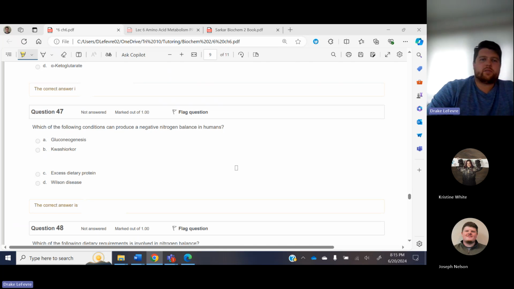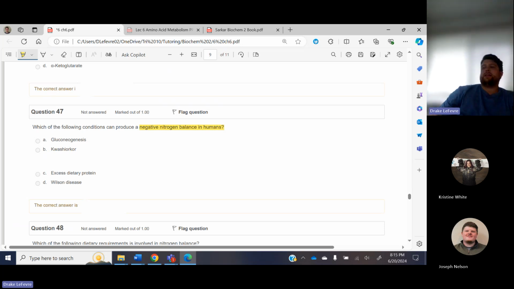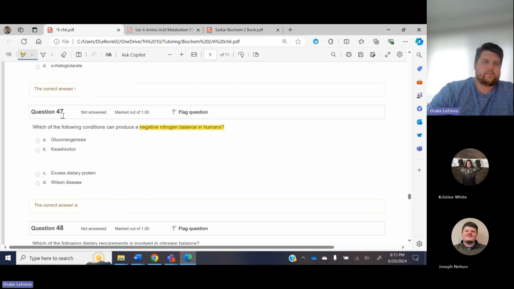Okay, which of the following conditions can produce a negative nitrogen balance in humans? We talked about this one. Which of these causes a negative nitrogen balance in humans? Yeah, kwashiorkor.